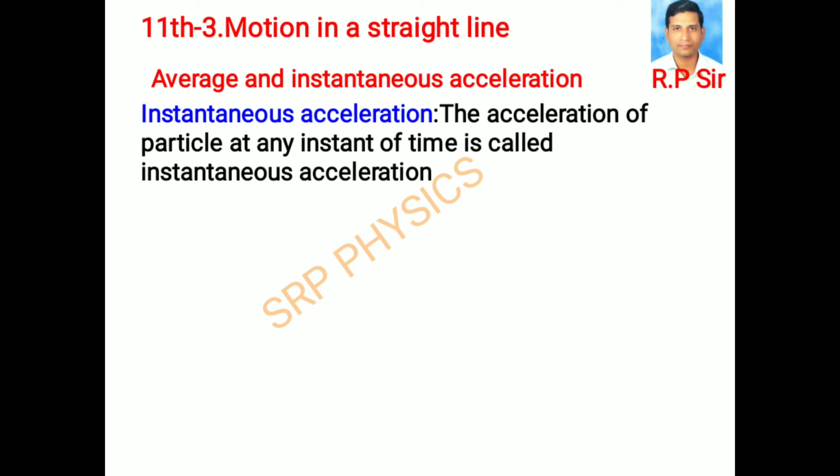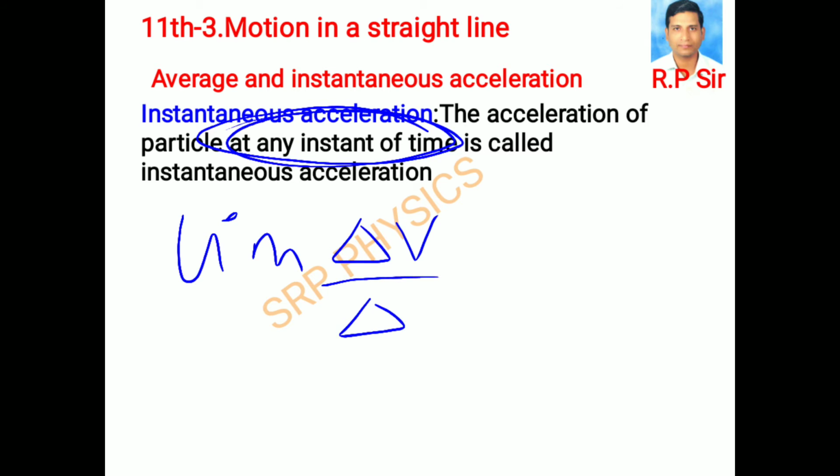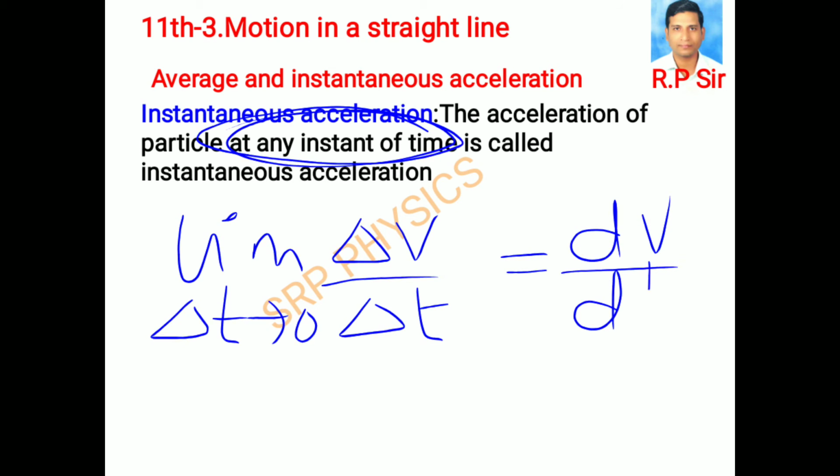Now instantaneous acceleration. The acceleration of a particle at any instant of time is called instantaneous acceleration. On the other hand, it is the limit of average acceleration, that is delta v by delta t, where delta t tends to 0, which is equal to dv by dt.